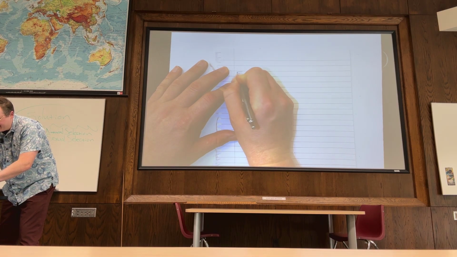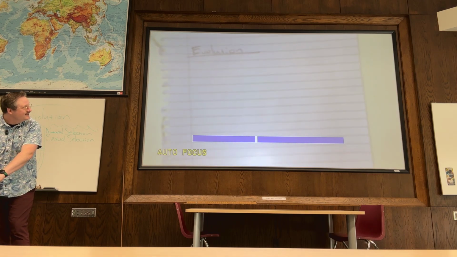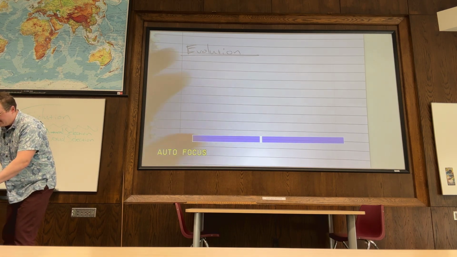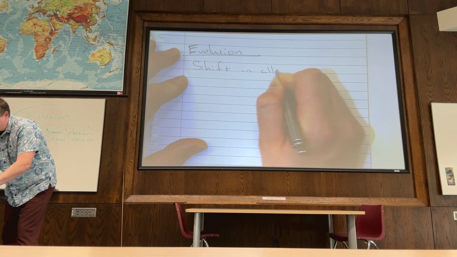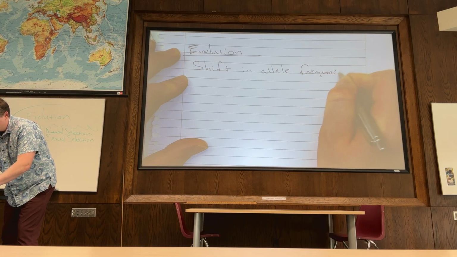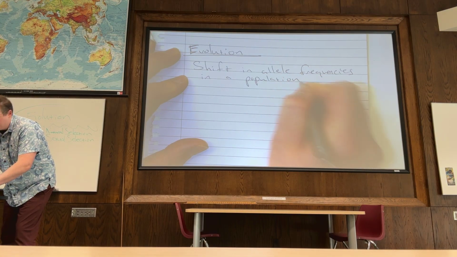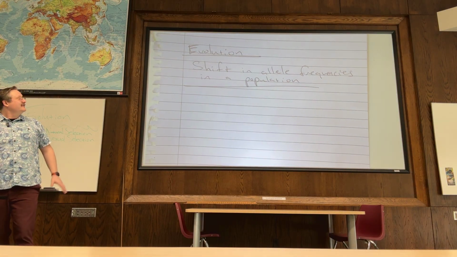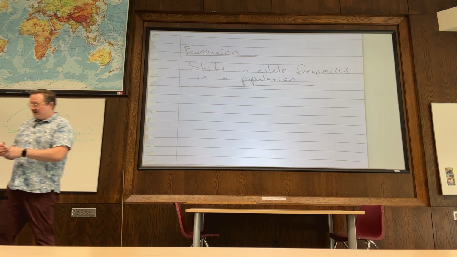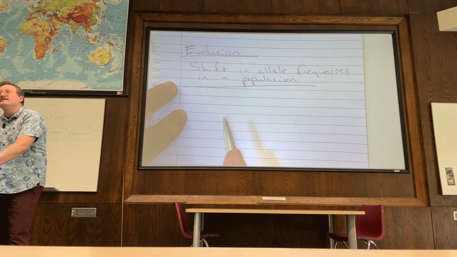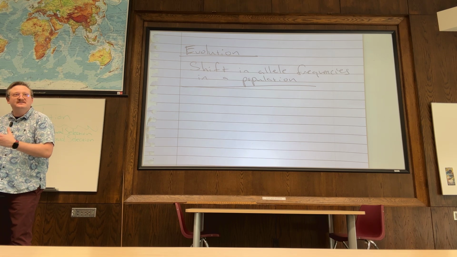Evolution. Can't believe I forgot to put the slide up that has the definition. It seems like something very important. What is it? It is a shift in allele frequencies in a population. Okay? That's it. Evolution's pretty broad and general. It's an umbrella term, right? So this is not necessarily always going to lead to more beneficial alleles, all right?